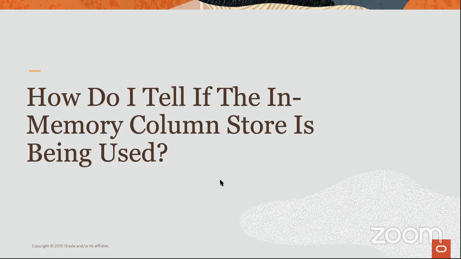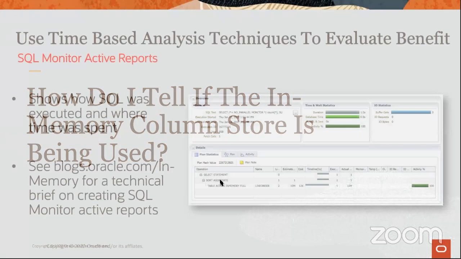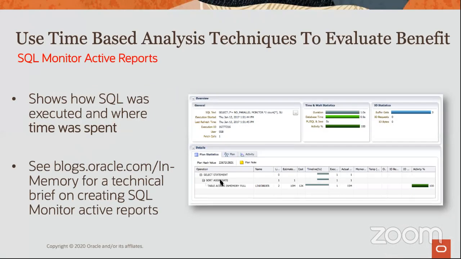All of this is documented in the implementation usage white paper, but it's important to determine how I know that I'm getting benefit from my queries running against the column store. I strongly recommend that you use some time-based analysis technique. We recommend, being Oracle, SQL Monitor Active Reports, because it not only reports the time spent by a query, but where the time was spent, and it takes into account Database In-Memory.